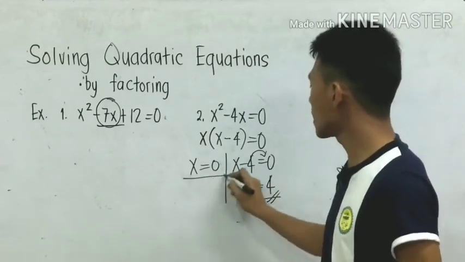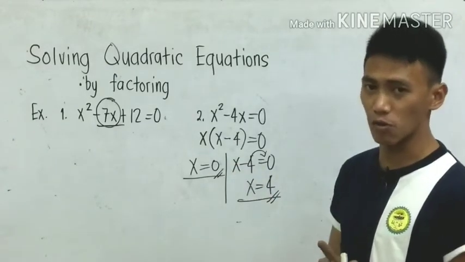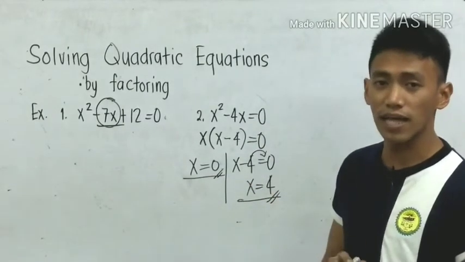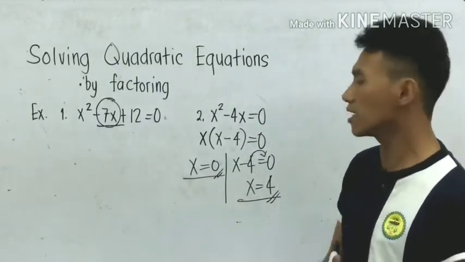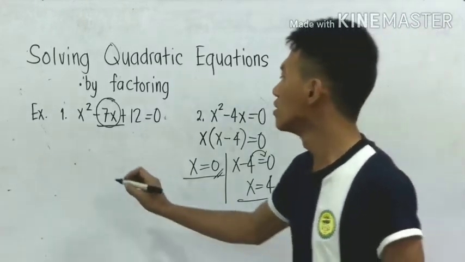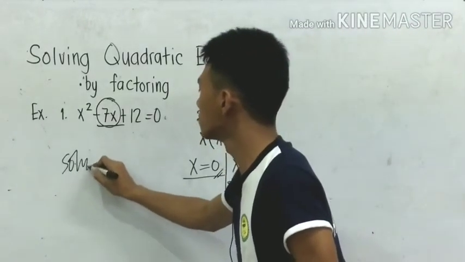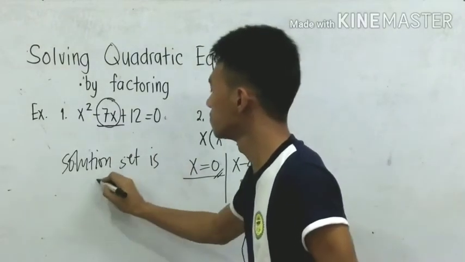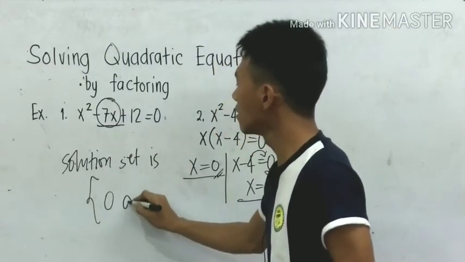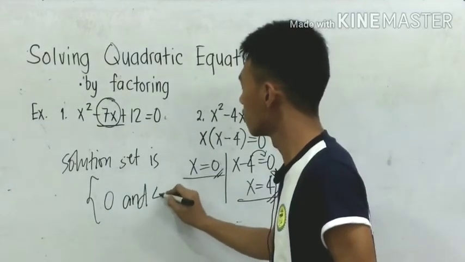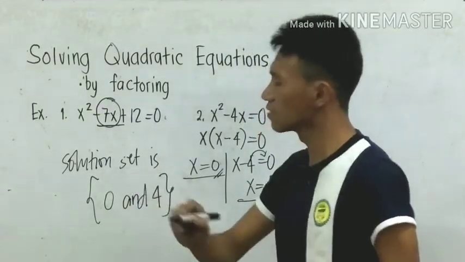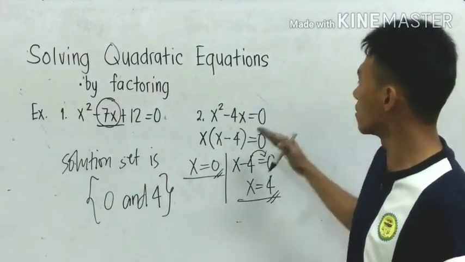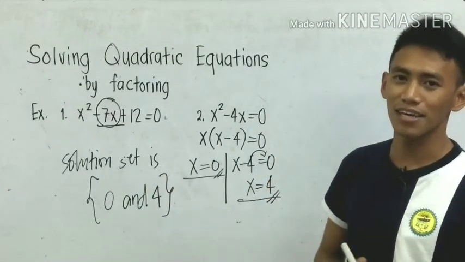So, naa kay duha ka solution sa imuhang quadratic equation. So, unsay nakalimtan? Again, ayaw kalimti ang conclusion. So, the solution set is 0 and 4. Mao ni imuhang conclusion karon sa imuhang quadratic equation.